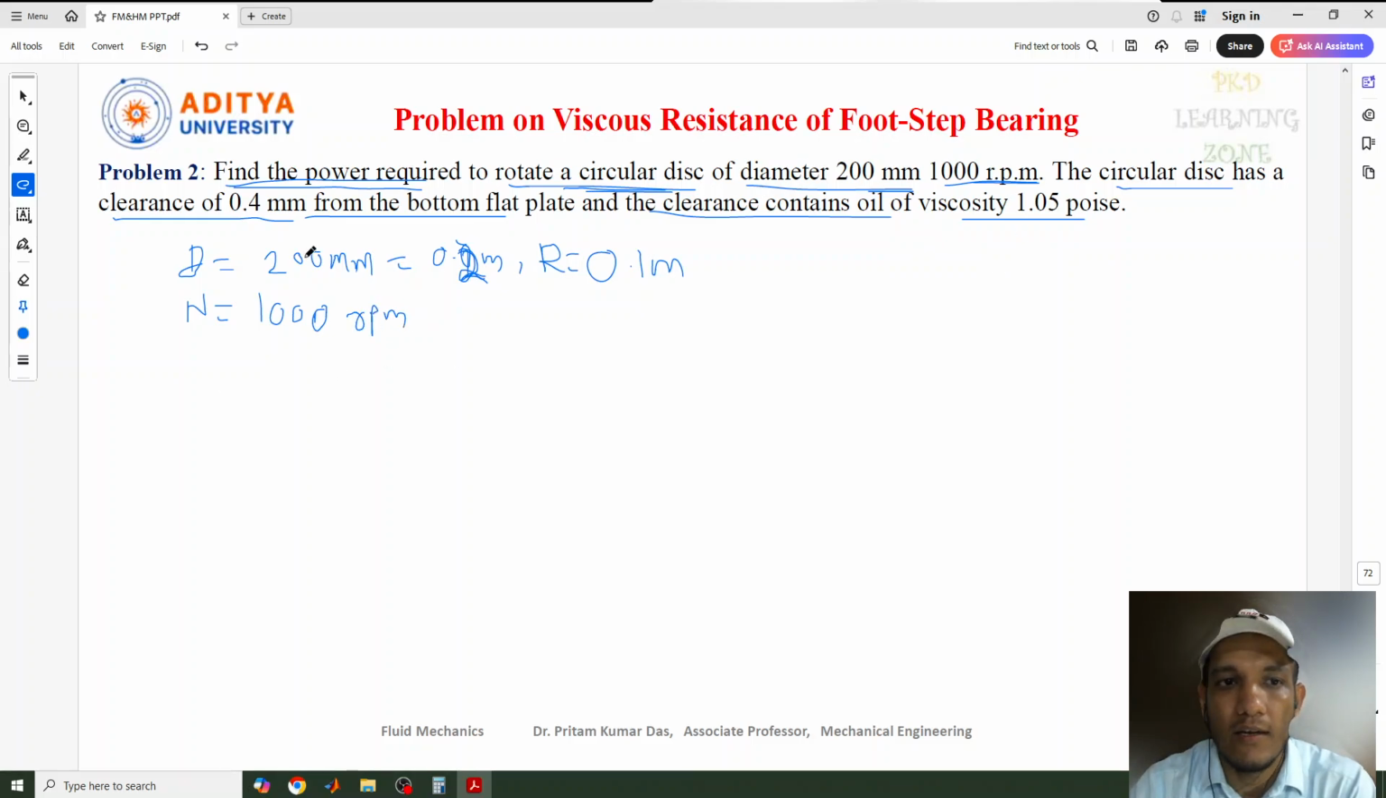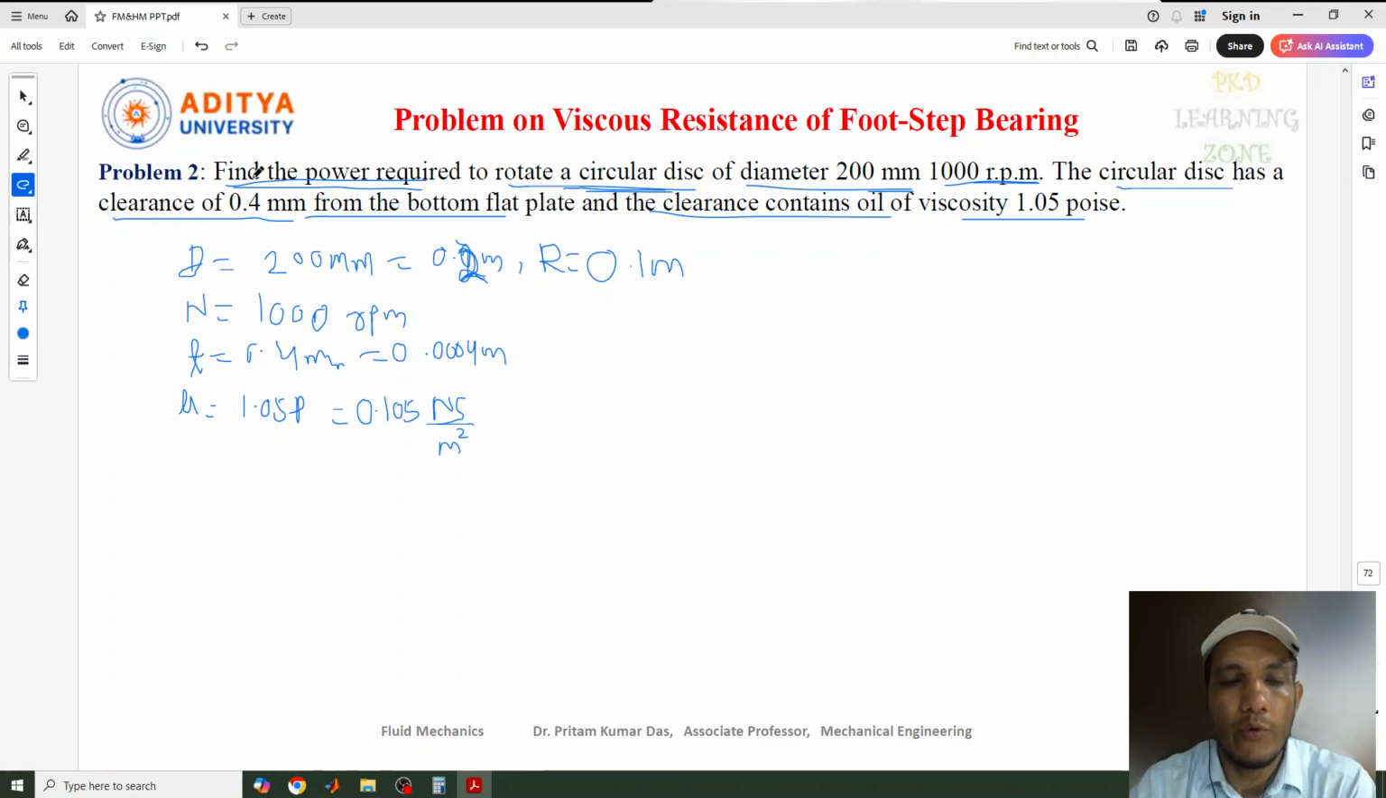Next, what is given? Thickness T is given. T is given as 0.4 millimeter. So this one we can write in terms of meter, that is nothing but 0.0004 meter. Again, mu is given as 1.05 poise. This also needs to be converted into SI units. So what will it be? 0.105, just divided by 10, Newton second per meter square we can get.